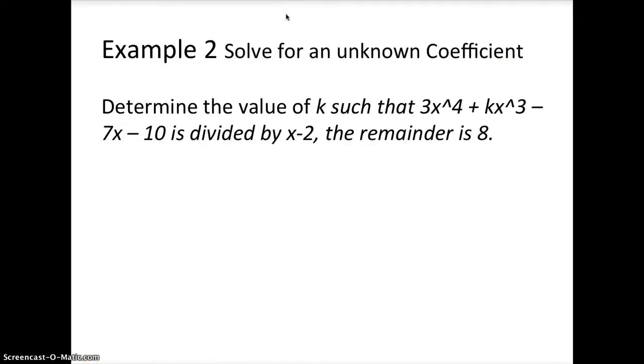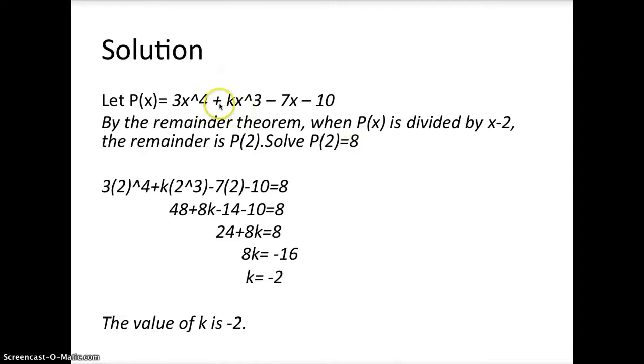Example 2. Solve for an unknown coefficient. Determine the value of k such that when 3x to the power of 4 plus kx cubed minus 7x minus 10 is divided by x minus 2, the remainder is 8. So this is the solution. Since we know when P(x) is divided by x minus 2, we substitute 2 inside the equation and we get this. So move here, move there, and we get k equal to negative 2. So the value of k is negative 2.